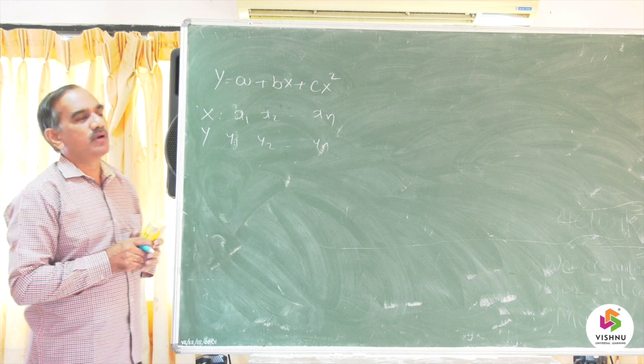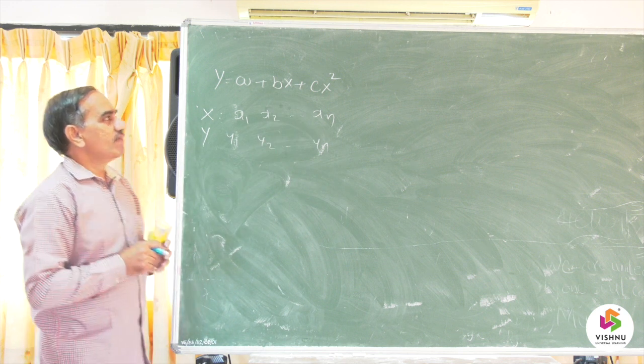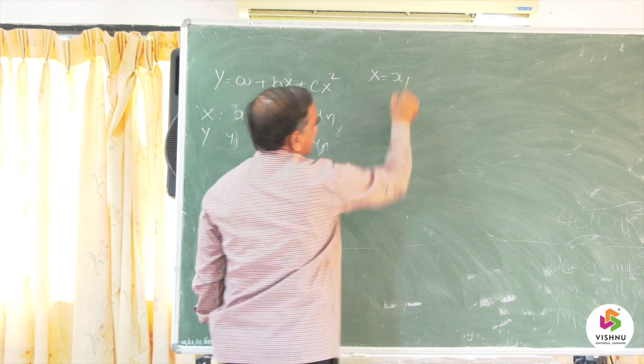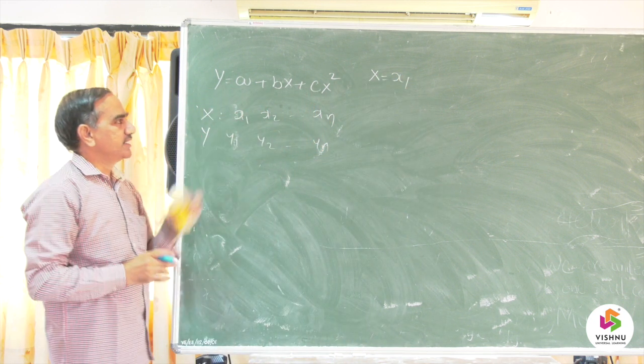Once again, we have to repeat the procedure. Okay. First, for the given value x is equal to x1, it is the given value in the data, x is equal to x1.